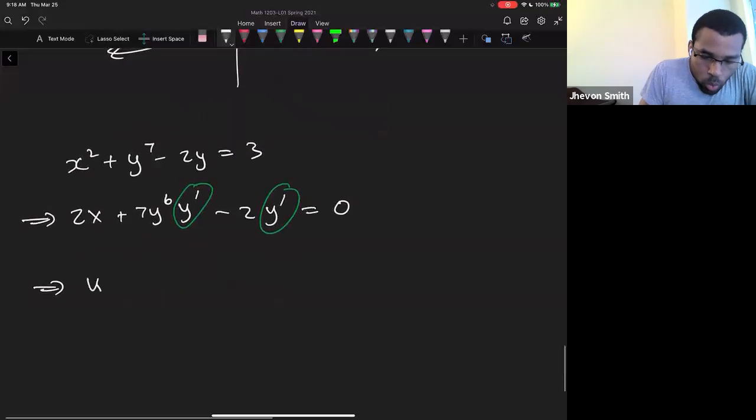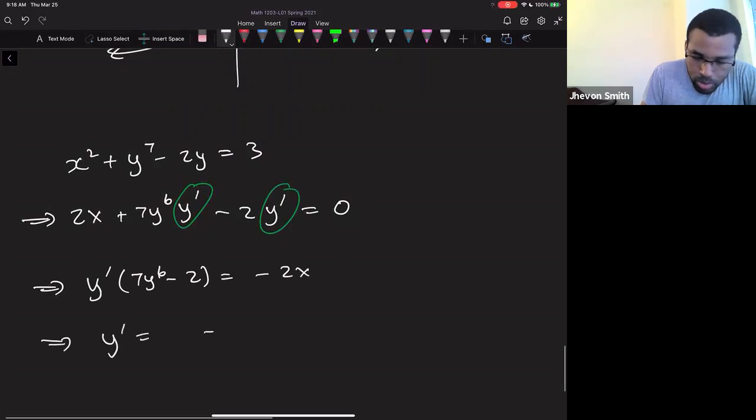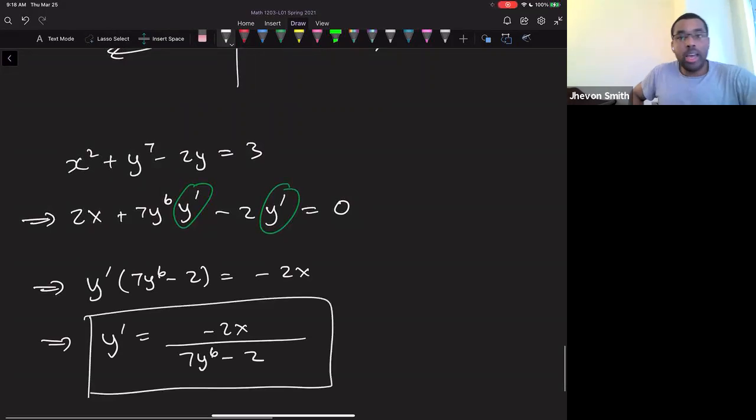So now I have y prime times 7y to the 6 minus 2 equals minus 2x. And so my y prime is equal to minus 2x over 7y to the 6 minus 2. So yeah, impossible for me to write down the function, but finding the derivative of the function wasn't actually that hard.